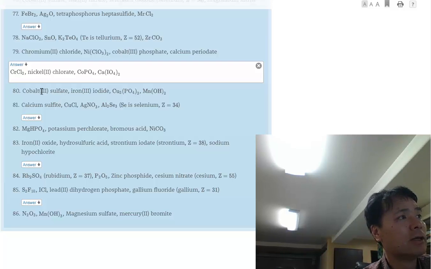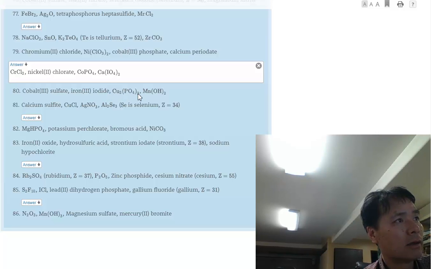So Co2, SO4 in parentheses taken 3 times. Then we go to iron 3 iodide. Iodide's a 1 minus, I minus, so iron 3 is Fe3 plus, and so we'll need 3 iodides, FeI3.